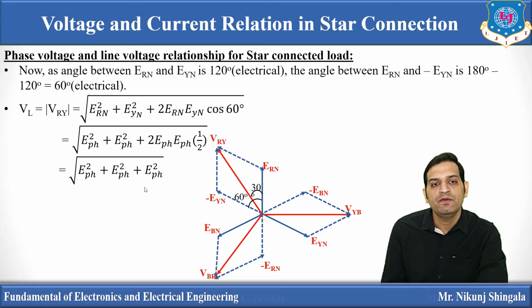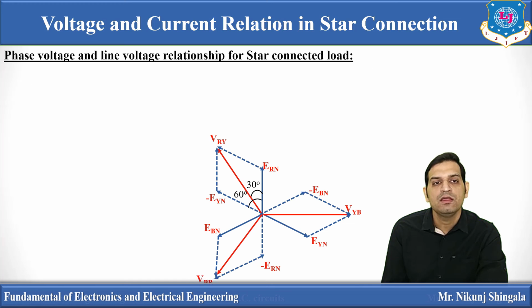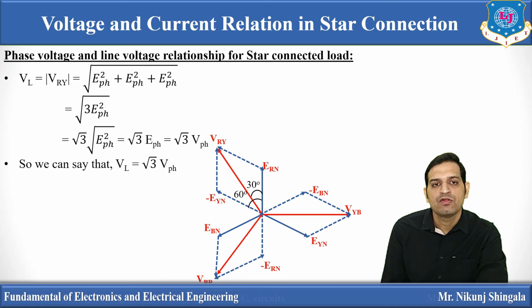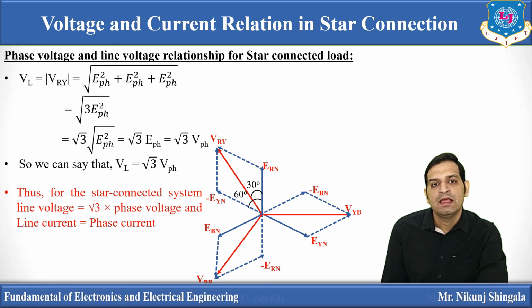So it will be the square root of E phase squared plus E phase squared plus E phase squared. So we can write V_L, the magnitude of V_RY, is equal to the square root of 3 E phase squared. So V_L is equal to root 3 V phase, where V_L is the line voltage and V phase is the phase voltage. So for a star connected system, we can say the line voltage is equal to root 3 times the phase voltage and the line current is equal to the phase current.